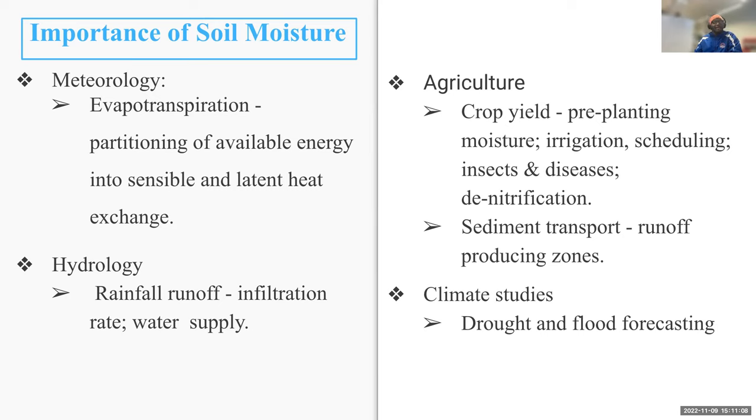Then in agriculture, soil moisture can be useful for pre-planting moisture, because a farmer will be able to know that, okay, since the soil is moist, I can plant the seeds now. Then soil moisture can also be used as a drought indicator, because if the soil is dry, you'll be able to tell that something is happening to our soil. Maybe drought has occurred. And it's also used in flood forecasting.